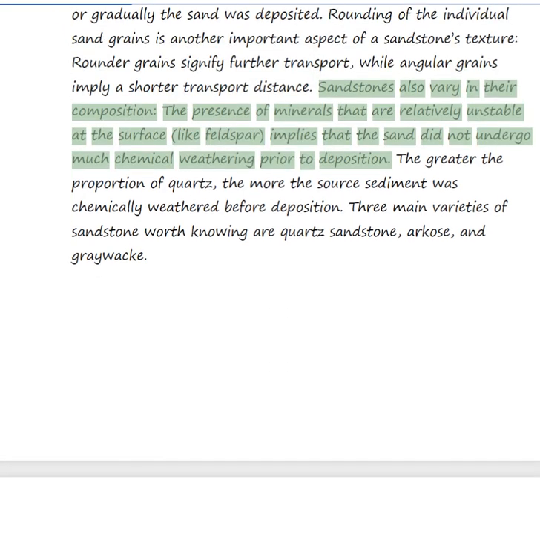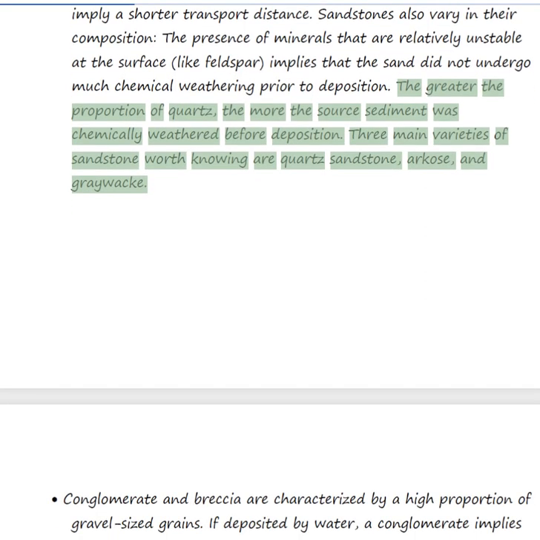Sandstones also vary in their composition. The presence of minerals that are relatively unstable at the surface implies that the sand did not undergo much chemical weathering prior to deposition. The greater the proportion of quartz, the more the source sediment was chemically weathered before deposition. Three main varieties of sandstone worth knowing are quartz sandstone, arkose, and greywacke.